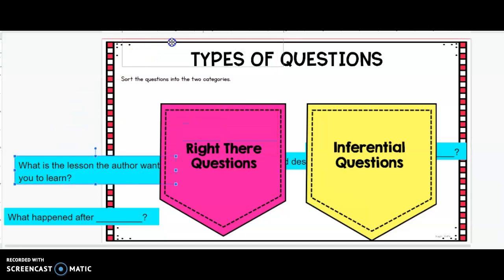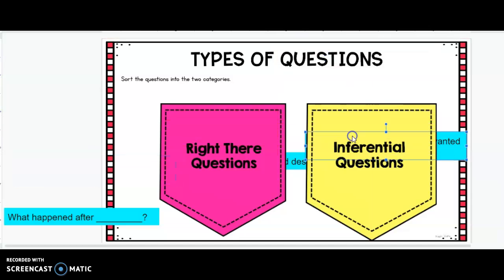Then we have what is the lesson the author wants you to learn? So we know the lesson learned is the theme. Is the theme something that is going to be right there in the text? Or is it something that we have to make an inference about? If you chose inferential, you are correct again.